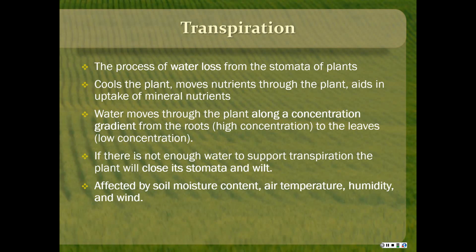And so water moves through a plant along a concentration gradient. A concentration gradient is just an area where there's a difference between high and low concentration. So the water moves from the roots, which is an area of high concentration, to the leaves, which are a lower concentration. And then the excess goes out the stomata.